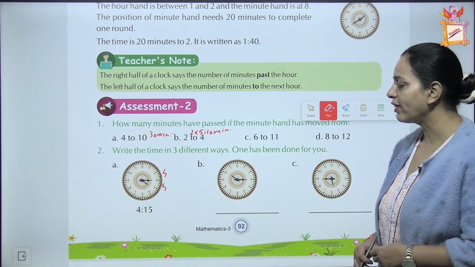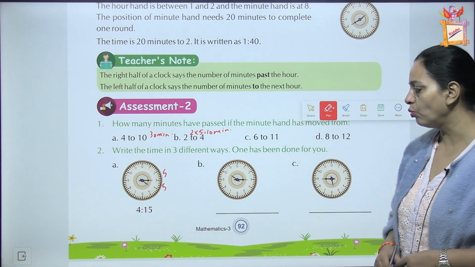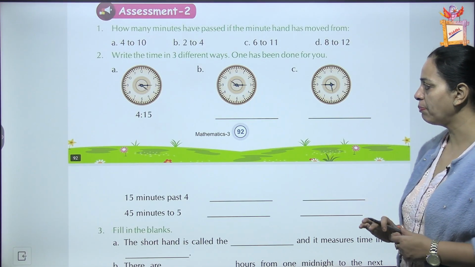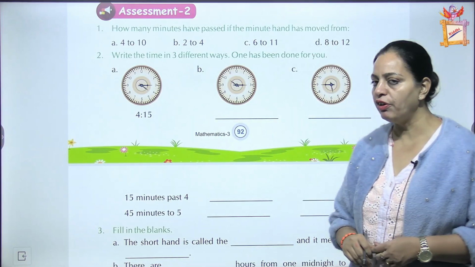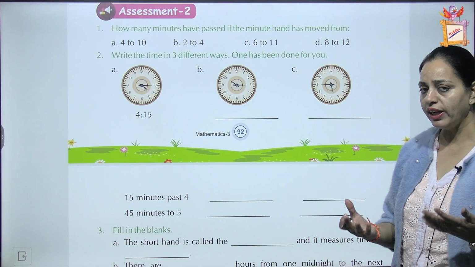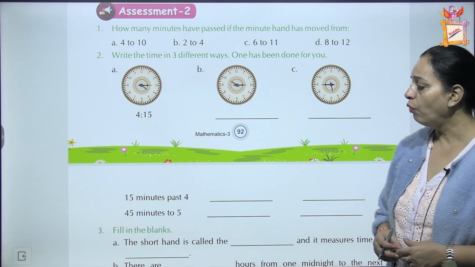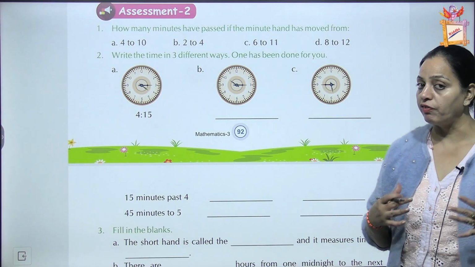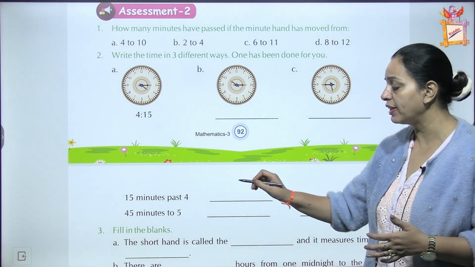Now the second one: write the time in 3 different ways. One has been done for you. See this one, A part, we have 4:15. The hour hand is between 4 and 5 and the minute hand is at 3. So this is 4:15, or we can say 15 minutes past 4, or we can say 45 minutes to 5. यानी 5 o'clock होने में 45 minutes बचे हैं और 4 o'clock हो चुके हैं 15 minutes past.